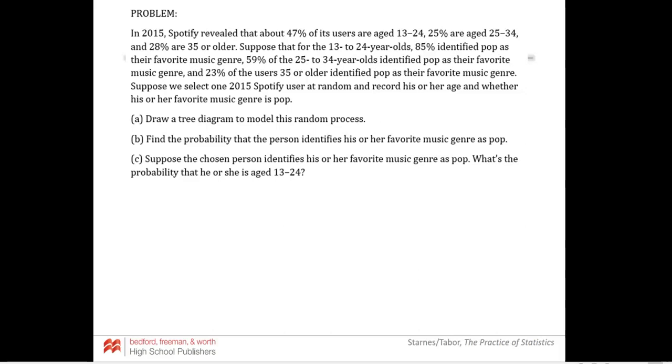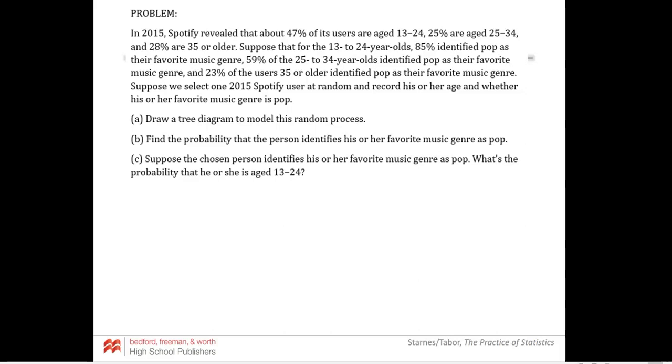So in 2015, Spotify revealed 47% of its users are aged 13 through 24. Wow. Got to be young to be using Spotify. 25% are 25 to 34, and 28% are 35 or older. I didn't even break it down any further than that. Suppose that for the 13 to 24-year-olds, 85% identified pop as their favorite music genre. 59% of 25 to 34-year-olds identified pop. And then 23% of the old folks identified pop.